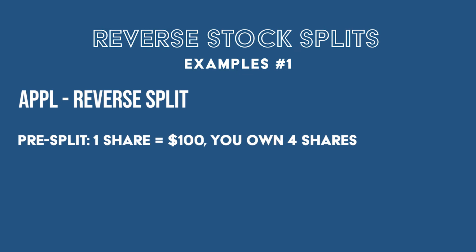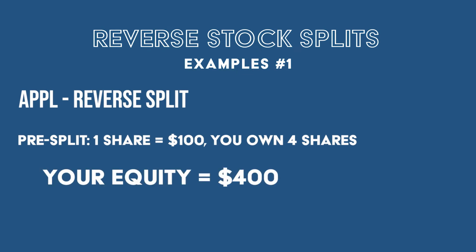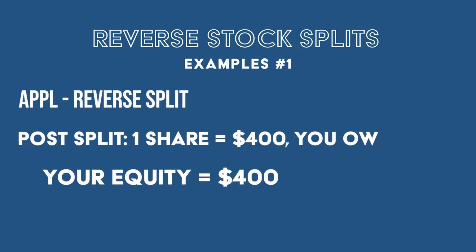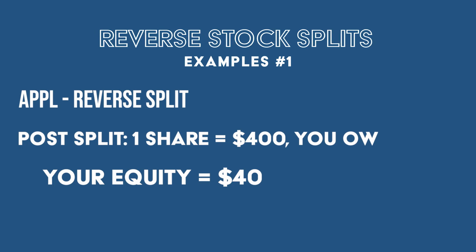Your 4 shares become 1 share. Those were worth a total of $400 over here, 4 at $100 a piece. Now you have 1 share and it's only worth $400. So it's still the same total equity. So companies that are doing a reverse split decrease the number of total shares that are being traded at any time because there's less shares that can be owned.